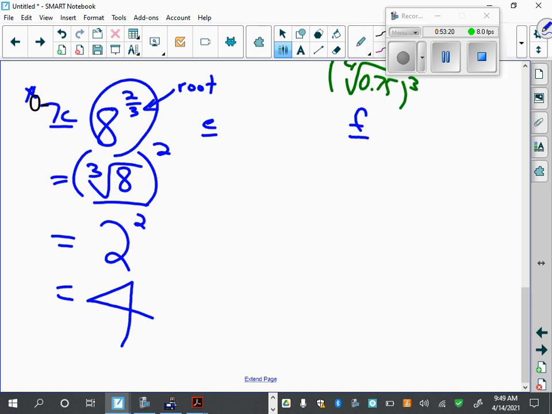Interesting. Let's try, we're going to go one step at a time, 8 to the 4/3. Okay, so first rewrite this as a radical. Let's do one step at a time. So write that as a 4th root or a cubic root.